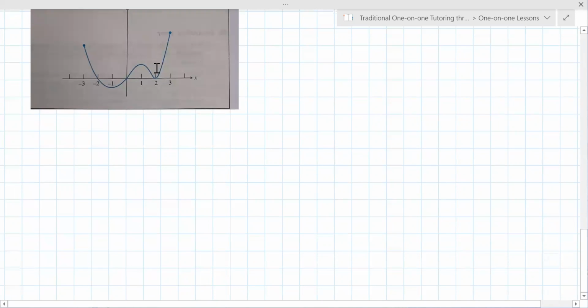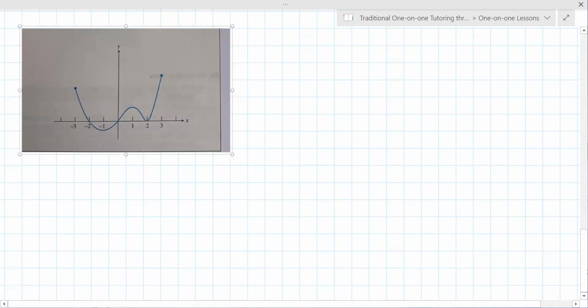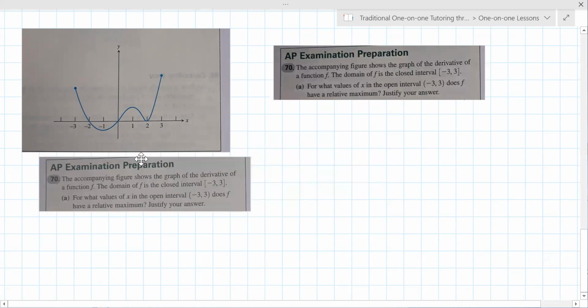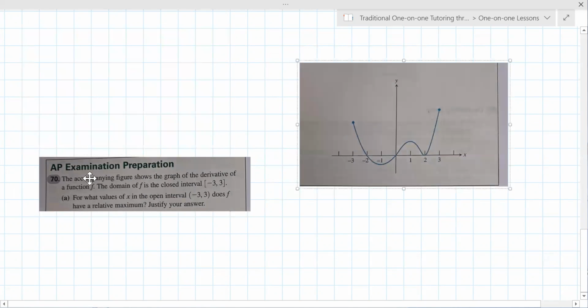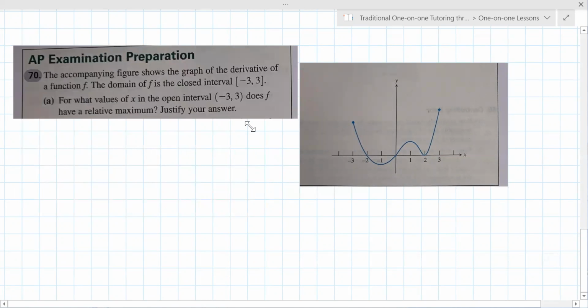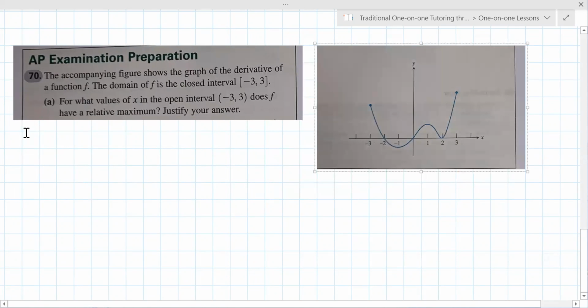Okay, so this is all related to this graph here. And let's look at the first question. It says, for what value of x, let me switch the order of these. It's easier to do that this way. Okay. For what value of x in the open interval -3 to 3 does f have a relative maximum? Justify your answer. So the first thing is, are you given f or f prime in this picture?